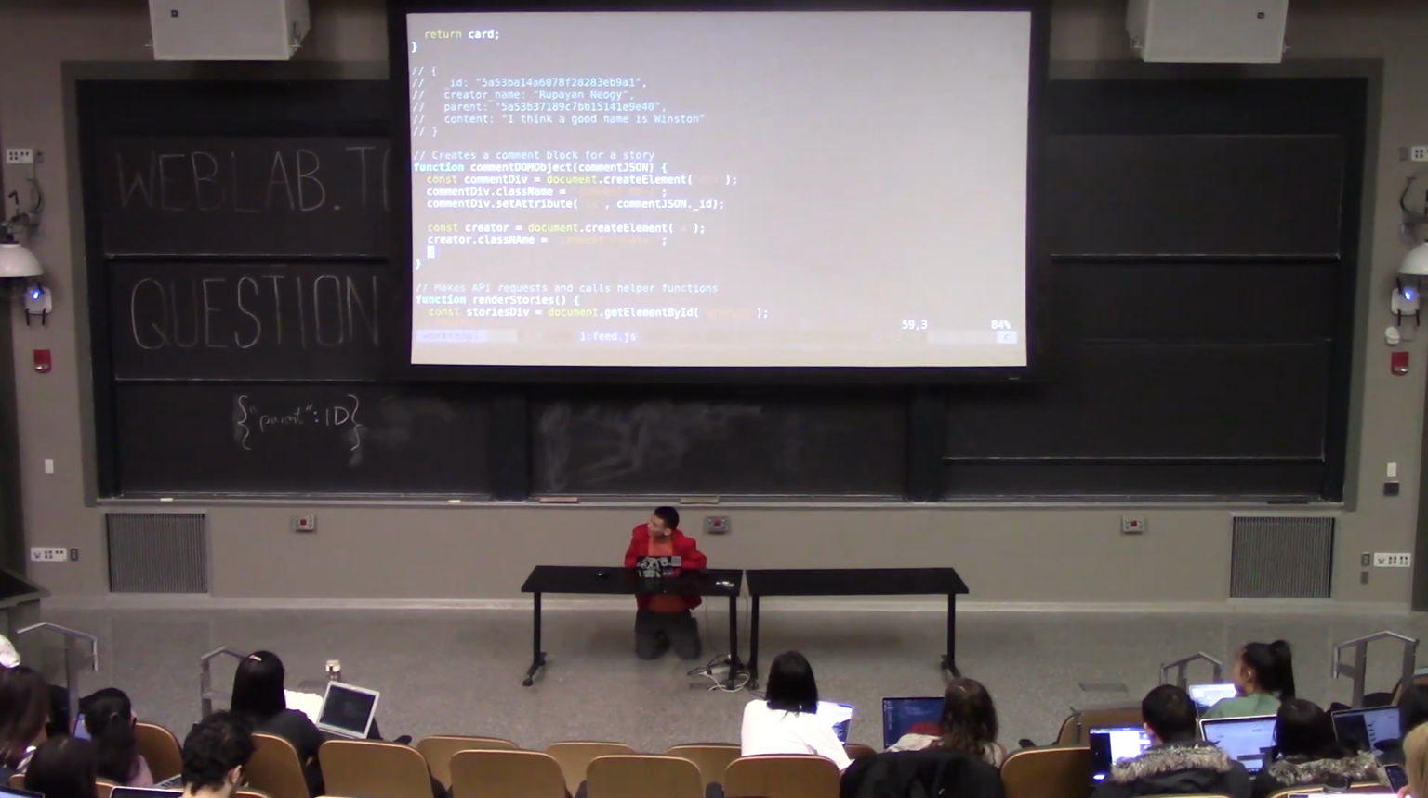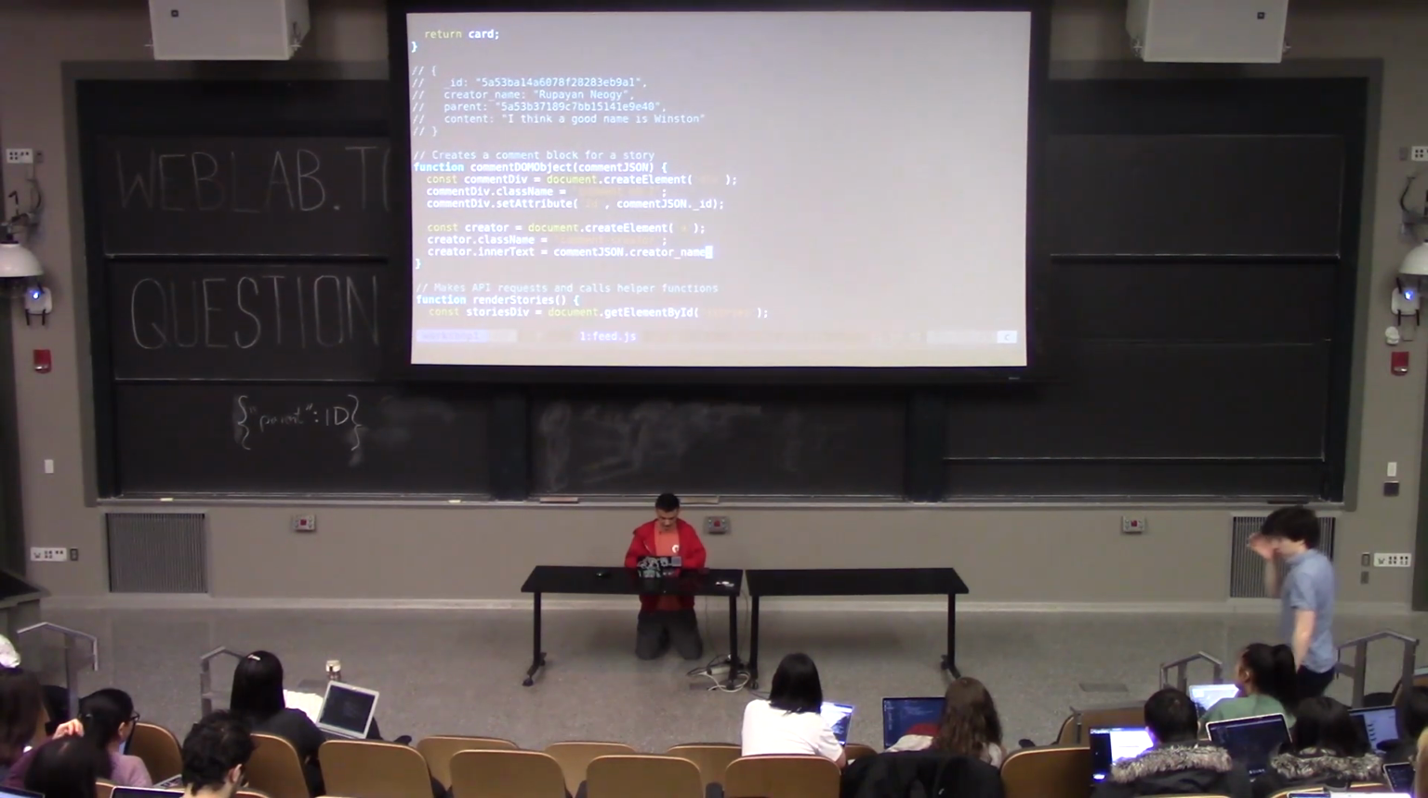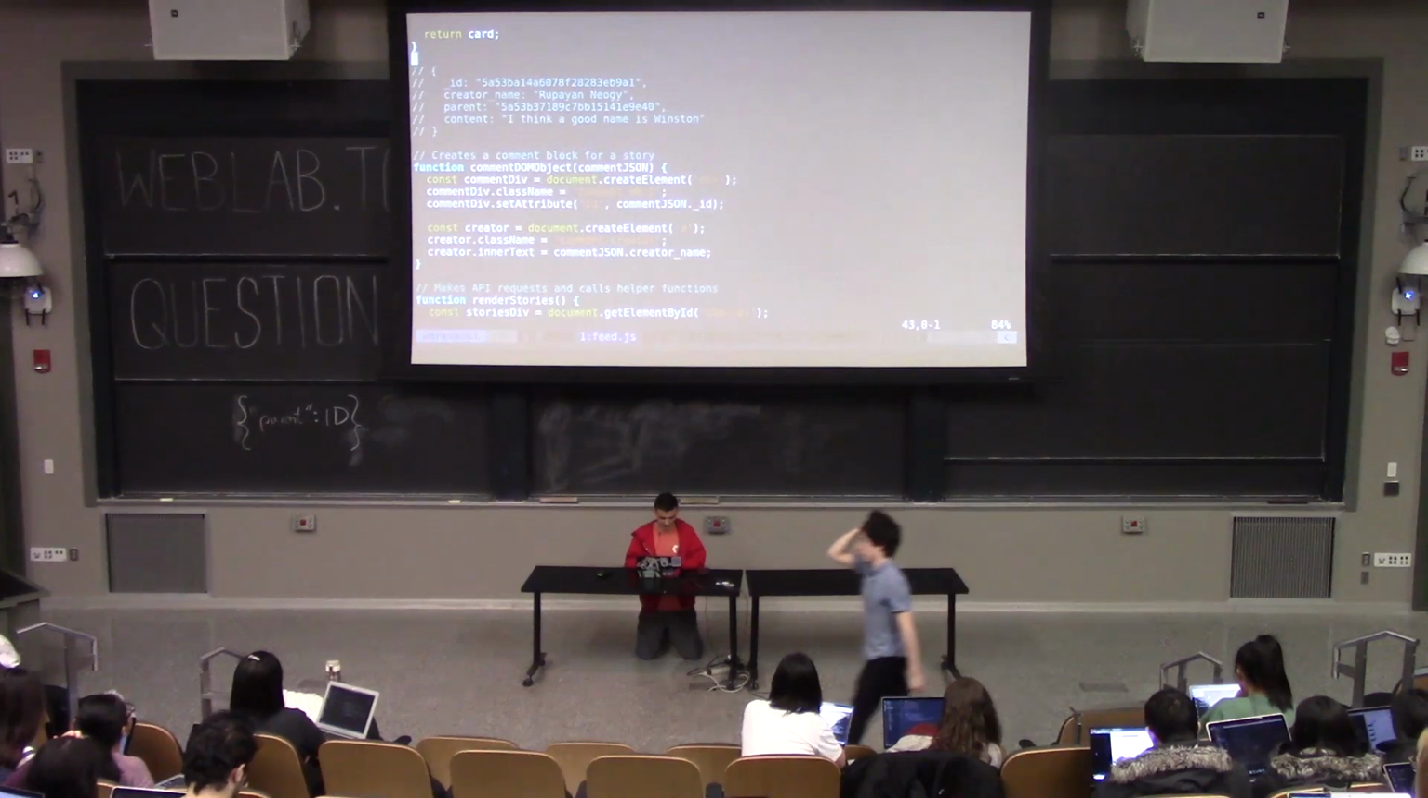And it's going to have inner text that is going to equal the creator name. So that's going to be comment JSON dot creator name, as we see up here.